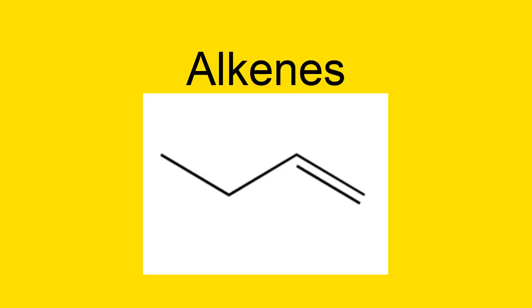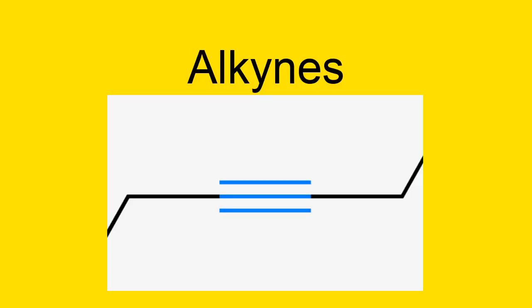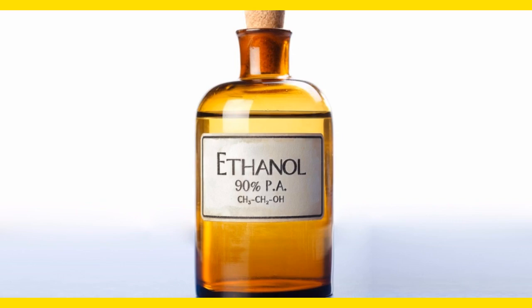Alkynes consist of carbon and hydrogen bonds, but the only difference is that they have a triple bond. An example of this is ethanol.